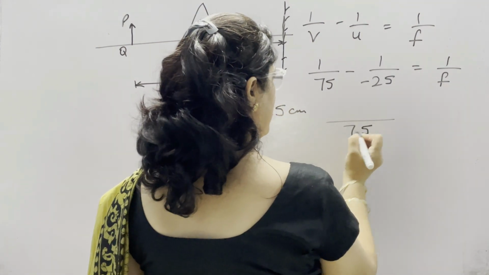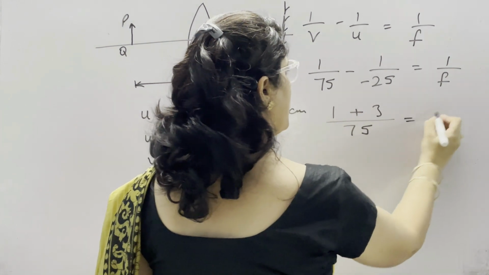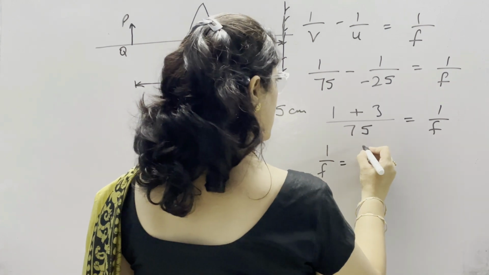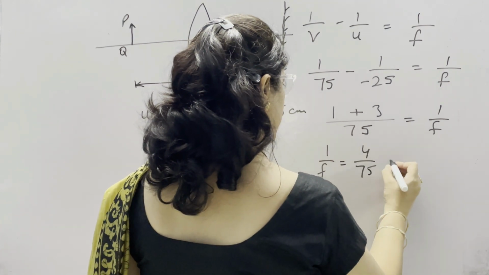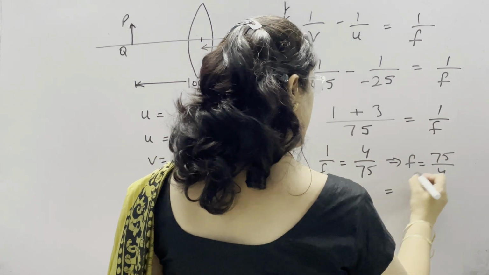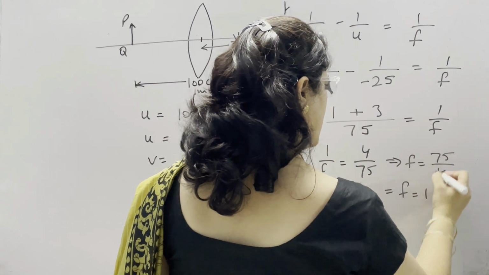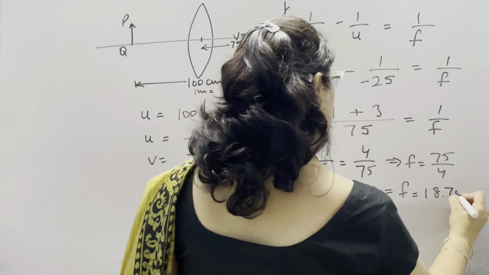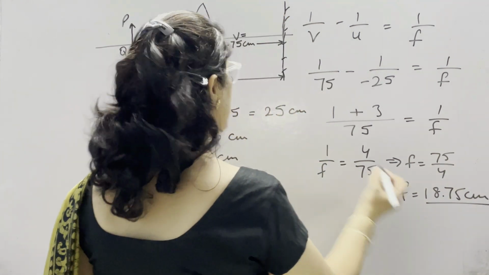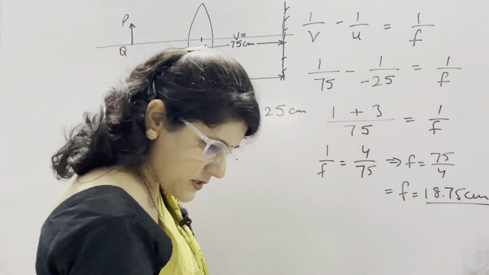So, LCM is 75. Here this is 1, minus and minus becomes plus, and this is 3, so 1 upon F is equal to 4 upon 75. It means F is equal to 75 upon 4, and its value comes out to be 18.75 centimeter. This is the focal length and we know that this is a convex lens, so it is positive. 18.75 centimeter is the focal length.